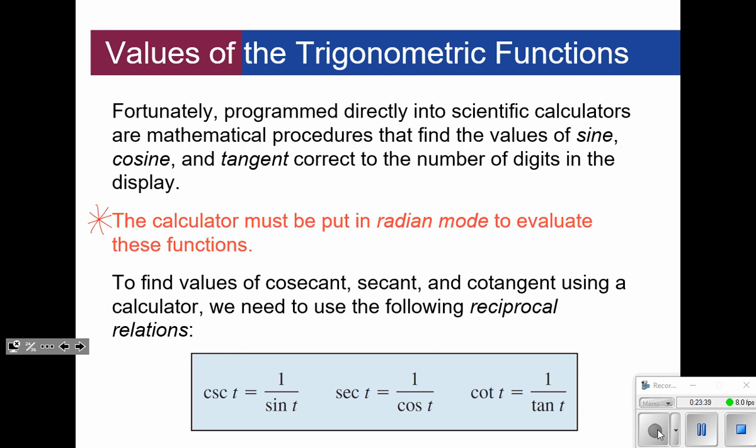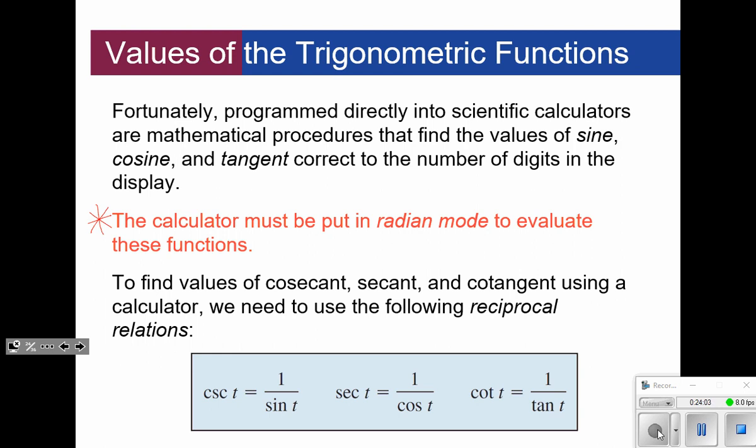Now, on the TIs, I can't tell you. Everybody's a little different. The Casios, again, you want to shift setup. A quick way to check is up in the display, it'll have an R or a D. D is degree mode, R is radian mode. I'm so blind I can't tell the difference, so I just put it in there regardless.